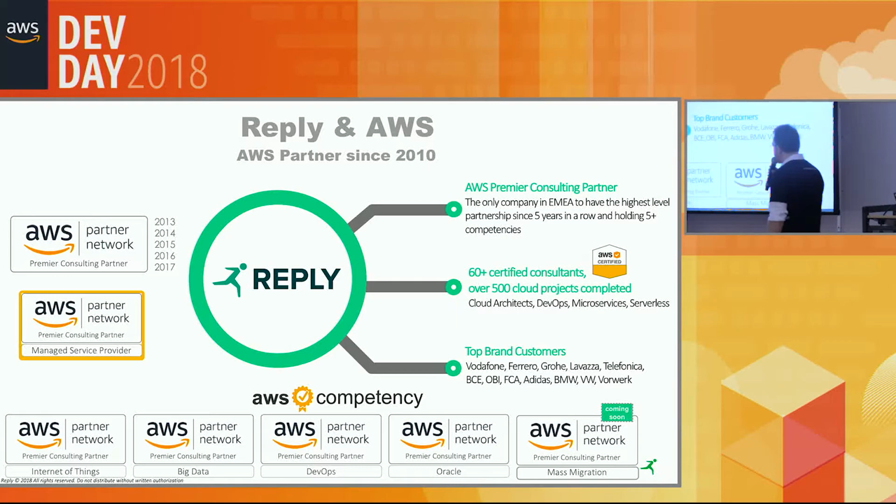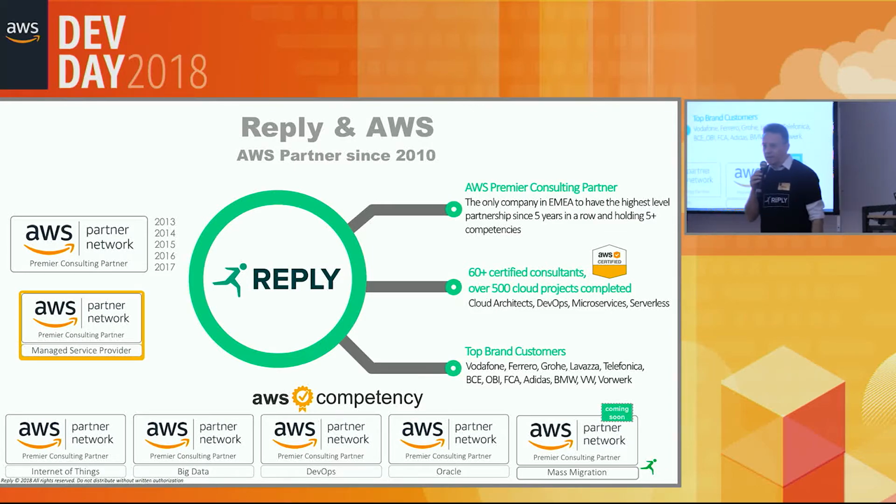Specifically, this is an overview on cloud computing and AWS. If you are familiar with the APN portal and you go looking for an AWS partner, you will not find any other partner more competent and qualified than Reply. We have been partnered with AWS since 2010. It's already 6 years in a row that we are a Premier Consulting Partner, as you know the highest level of partnership with AWS. And we hold all those competencies, from the Internet of Things, big data, DevOps, so you can read it.